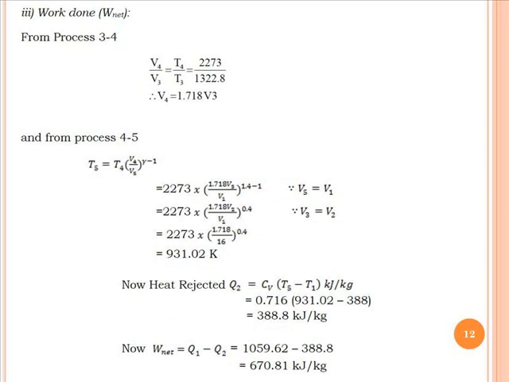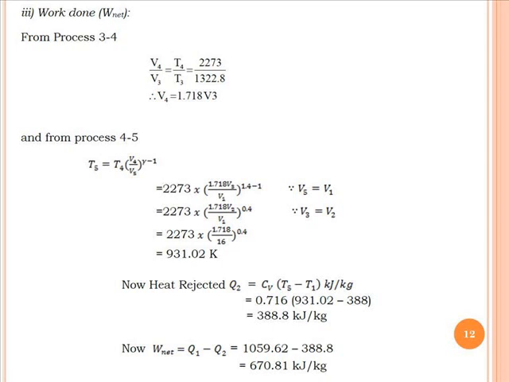So friends, our second task is to find out work done. So for process 3 to 4, we know that V4 by V3 is equal to T4 by T3, and we know the values of T3 and T4. So based on that, we will get V4, that is equal to 1.718 V3. And from process 4 to 5, we know that T5 is equal to T4 into V4 by V5 raised to gamma minus 1.